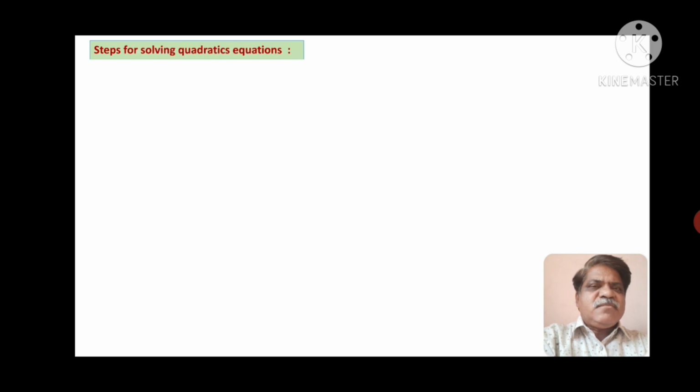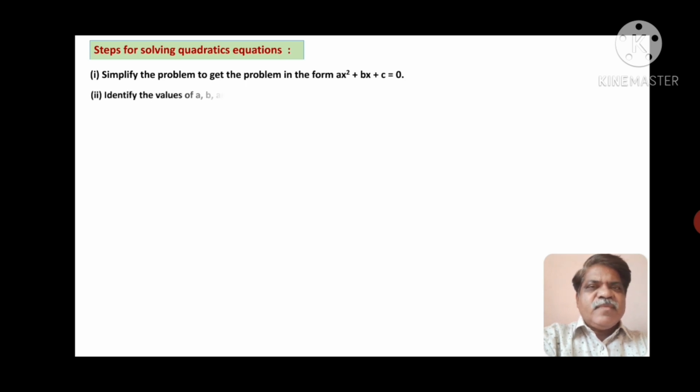Friends, steps for solving these quadratic equations. Simplify the problem to get it in the form of ax square plus bx plus c is equal to 0, that is, the standard form. Identify the values of a, b and c, then plug them into the quadratic formula.